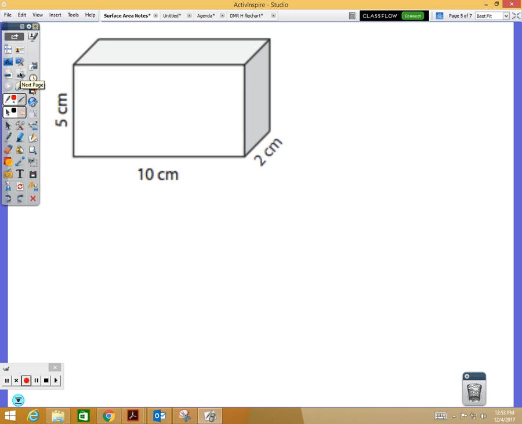These numbers are 5, 10, and 2. So pick a number to start with. Alright, so let's start with 5 and go to 10. So that's 50 and 50, right? 5 times 10 is 50. And then let's go 10 to 2. 20 and 20.